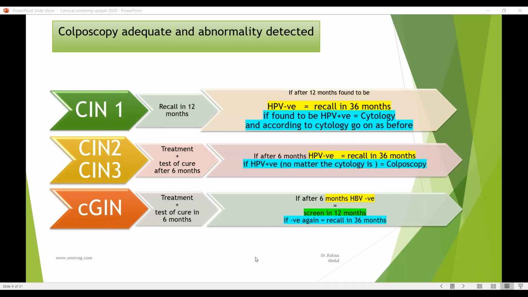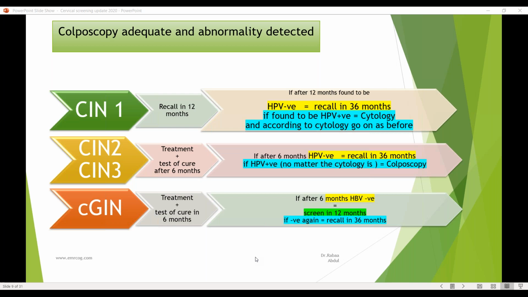So we have colposcopy adequate and abnormality detected. We are in the arm of adequate colposcopy, and you have found that there is abnormality. What is the type of this abnormality, and how can you approach it in terms of treatment and follow-up? We have some forms of abnormality: it's either CIN1, or CIN2, or CIN3, or CGIN. Those are the possibilities you will have.